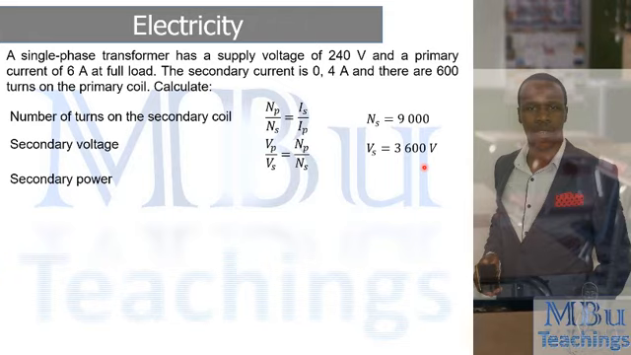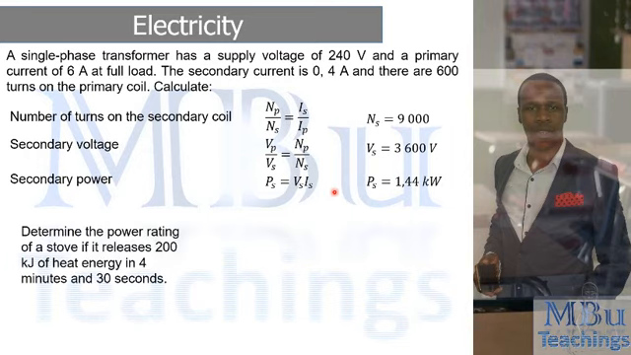Then finally, we are asked to calculate the secondary power. As I told you, the formula for power is VI. So this is the power for the secondary side of our transformer, and that will be the answer, 1.4 kilowatts. So this will be the answer for this question. Let's move to yet another question for us.